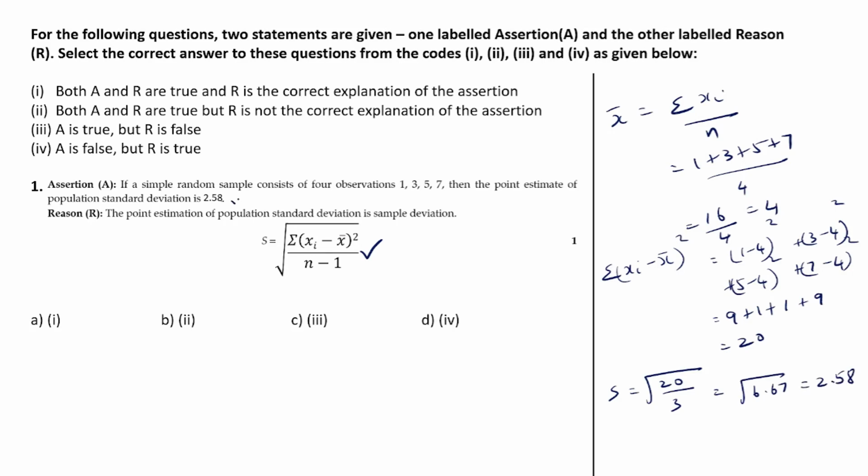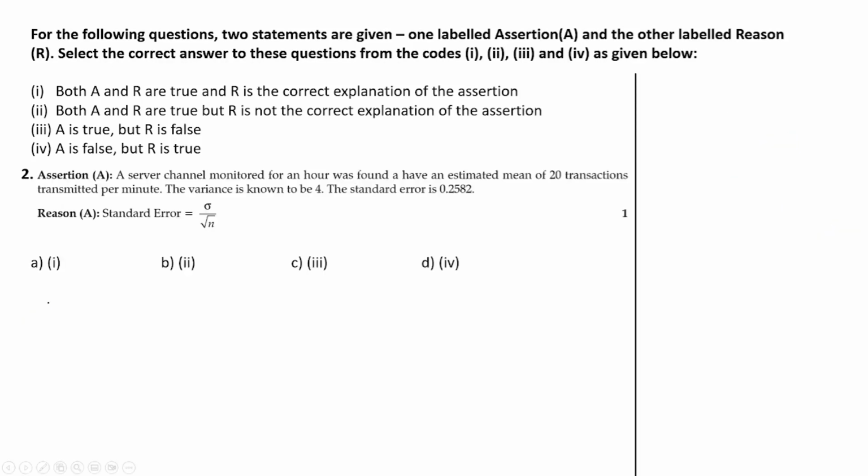So here the assertion is also true. The assertion is true. The reason is true. So here both A and R are true and R is the correct explanation of the assertion. So the correct option is option A. Now moving on, the next question.